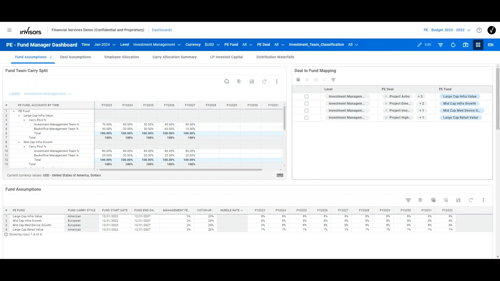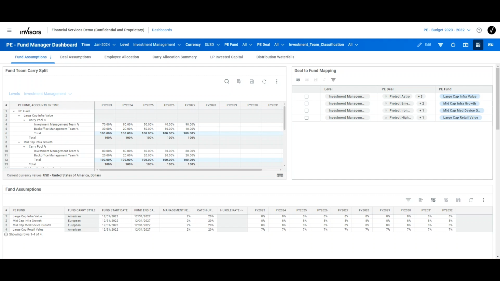As a fund manager, you can come into the system and make fund level assumptions to help drive the calculations for our IRR, our distribution waterfall, and our carried interest, such as our catch-up, our hurdle rate, our management fee, fund start date, fund end date, and other inputs. These drivers can also be loaded in via an integration to help further automate that process if that data is stored elsewhere in your company's tech ecosystem.